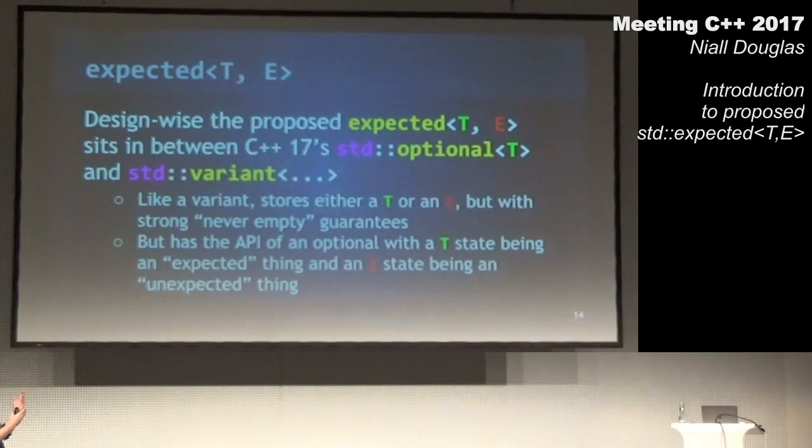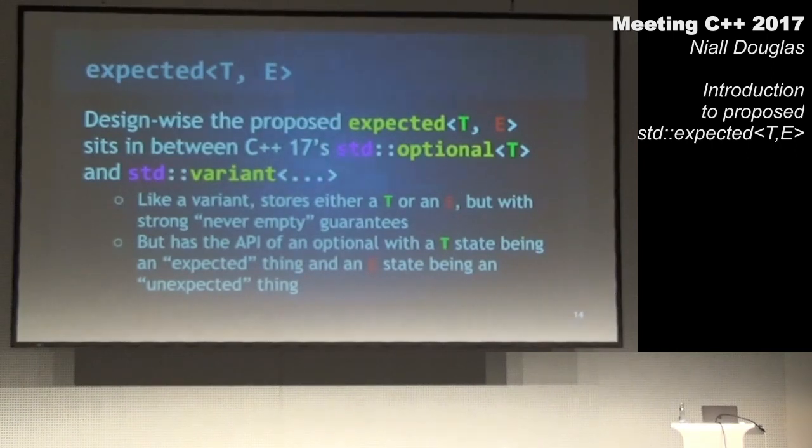So it looks a bit like a variant in that it can have a T or an E and it's stored in the same physical space. Maybe. That's not actually specified by the specification. But it has an API of an optional. I personally think that's a huge mistake. I think that this thing should not have that, but I am in a tiny, tiny minority on the committee. I'm not even on the committee yet, but I will be next year, hopefully. But certainly, I am in a very small minority on that.